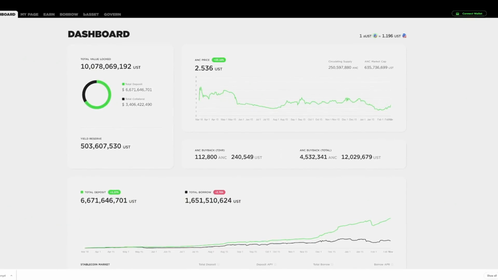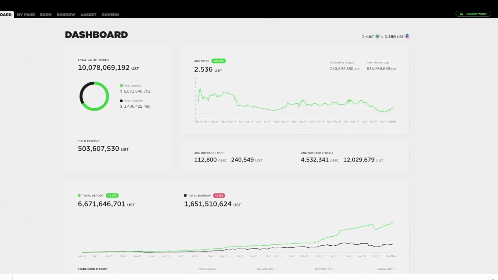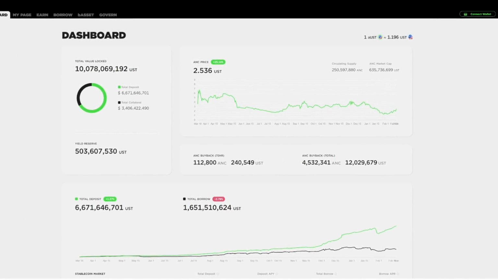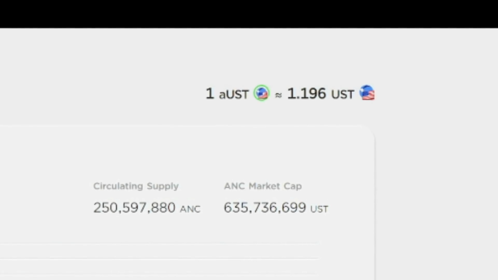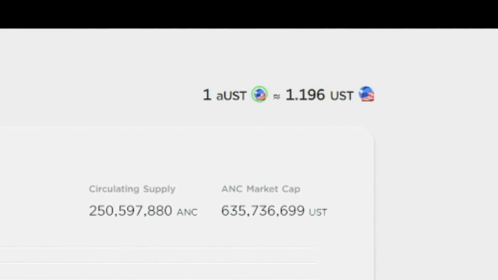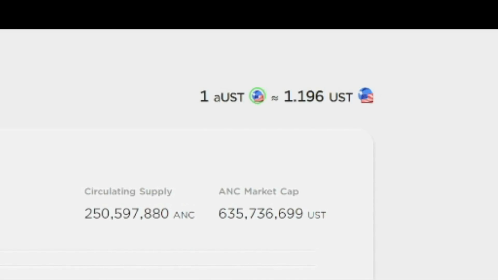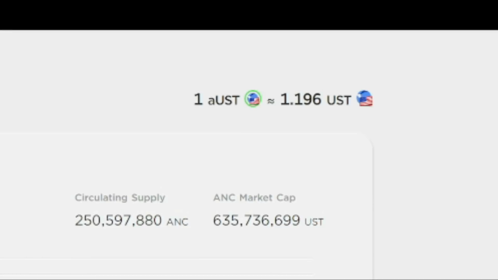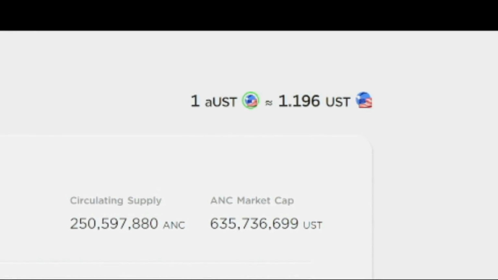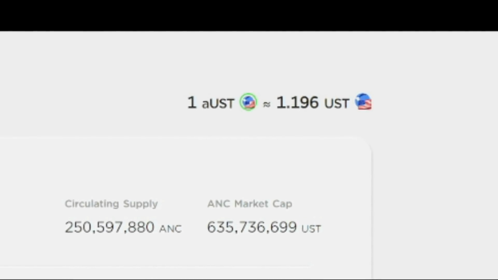You will also receive the aUST we need for the next step, where you see in the dashboard that 1 aUST equals 1.196 UST. So for $1,000 of UST, you're looking at getting about 835 aUST. That's because the aUST earns the interest, not the UST. When you withdraw, you get your UST back though.